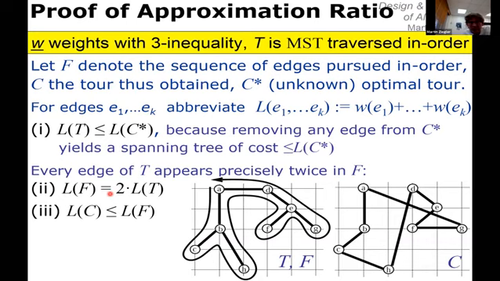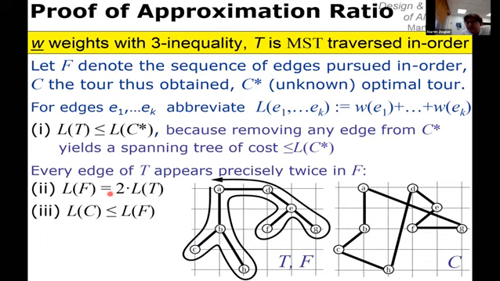And the third and final inequality says that the cost of the tour output by Christofides algorithm is less or equal to the total weight of the edges as pursued by the graph traversal.